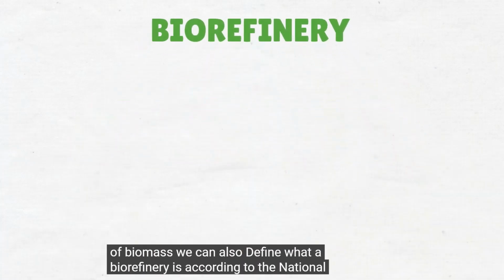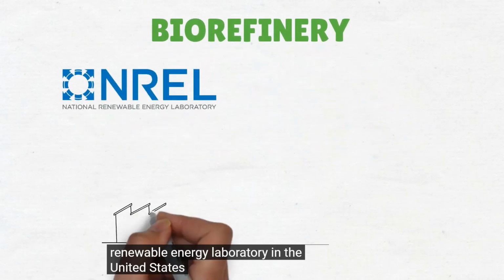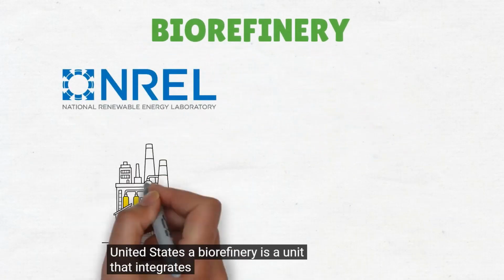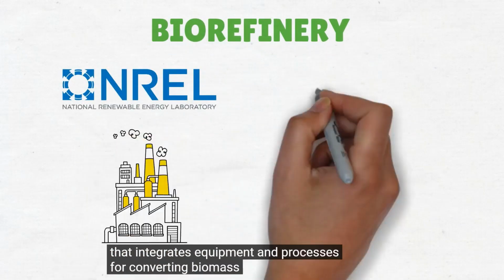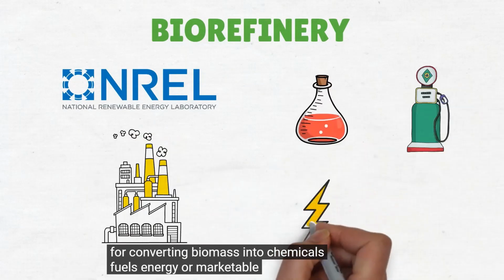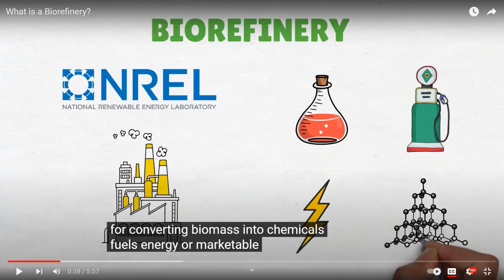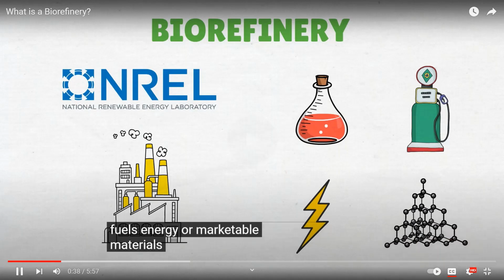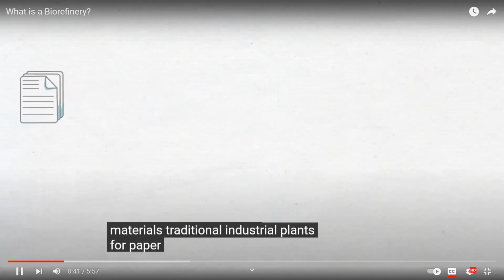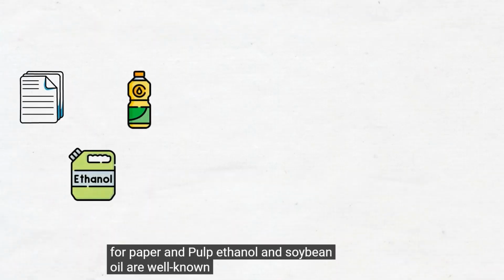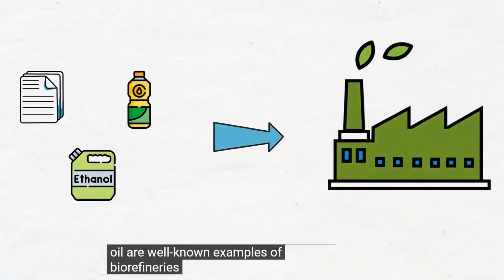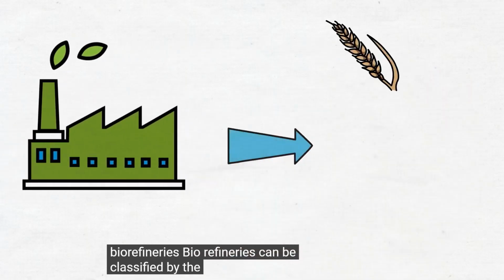Now, armed with the definition of biomass, we can also define what a biorefinery is. According to the National Renewable Energy Laboratory in the United States, a biorefinery is a unit that integrates equipment and processes for converting biomass into chemicals, fuels, energy, or marketable materials. So in the industry, these biologically sourced materials are converted into different types of chemicals, fuels, energy, or marketable products. Traditional industrial plants for paper and pulp, ethanol, and soybean oil are well-known examples of biorefineries. Biorefineries can be classified by the type of processed biomass.